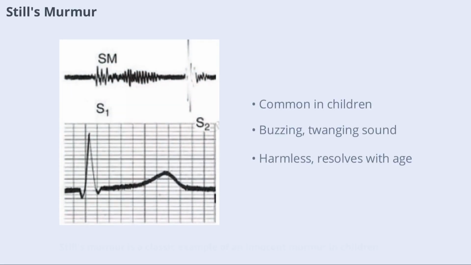Still's murmur is a classic example of an innocent murmur in children. It is described as a short buzzing sound similar to the twanging of a rubber band. This murmur is caused by periodic vibrations of the pulmonic leaflets and is considered harmless, usually resolving as the child grows.